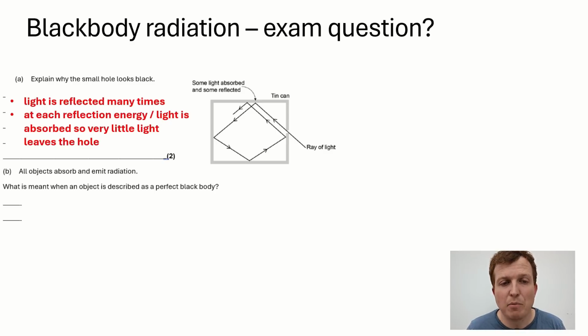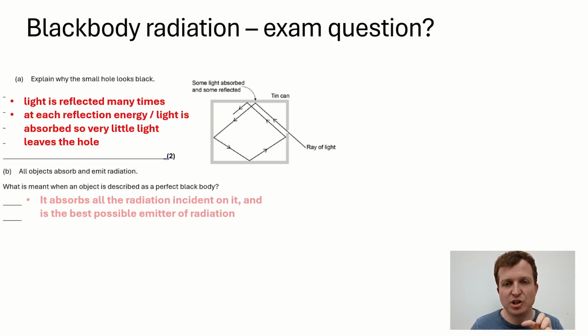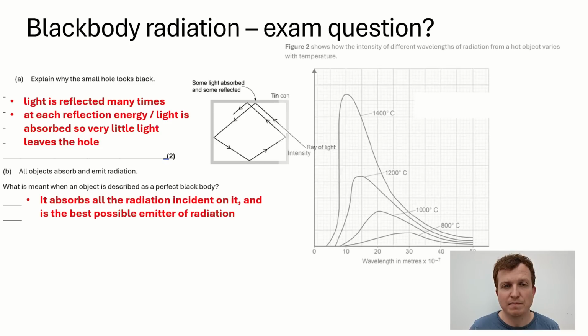Next question, it says, all objects absorb and emit radiation. What is meant when an object is described as a perfect blackbody? You essentially just quote that line in the specification. If in doubt, look at the specification, what words does it use? You'd say it absorbs all the possible radiation incident on it and is the best possible emitter. We could say a perfect emitter of radiation.